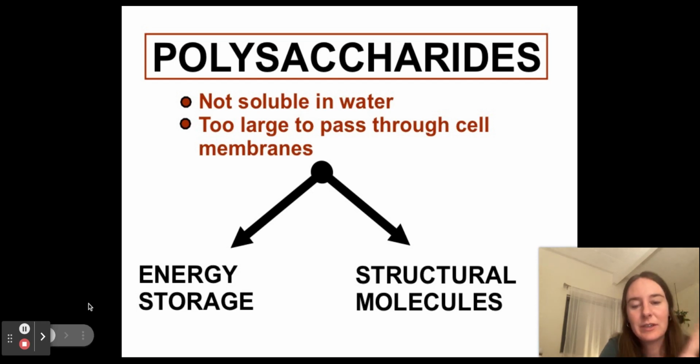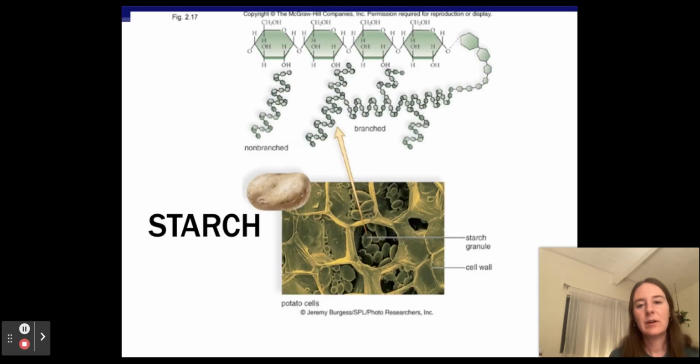So two main functions of polysaccharides. Number one, they help your body store energy. Number two, they give your cells structure. So they kind of hold your cells together. So let's start with energy storage. And we'll start with plants.